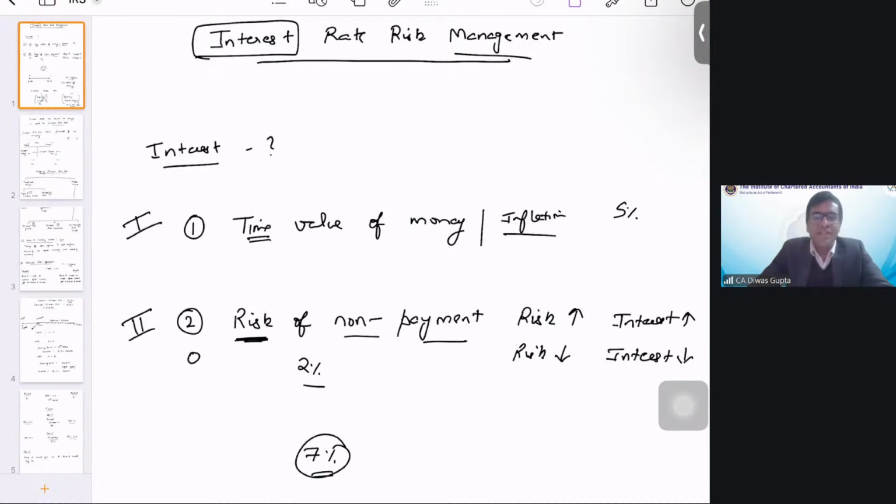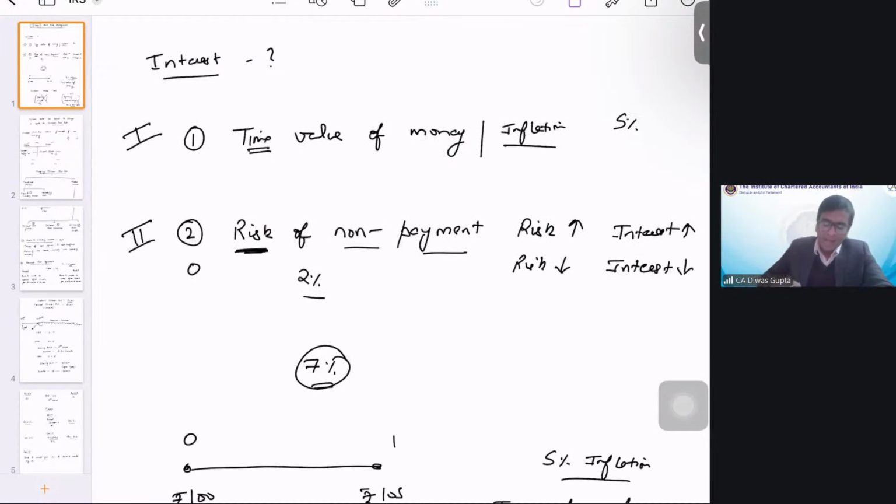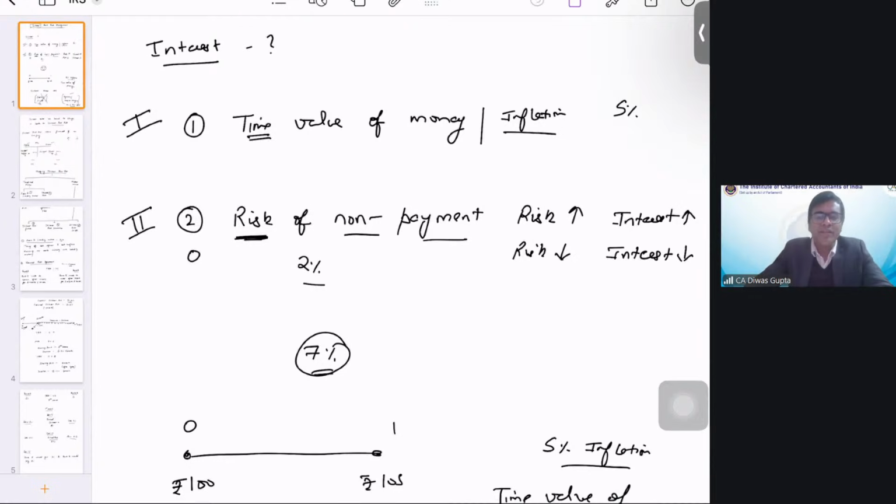In our previous session, we covered why there is a need to pay or receive interest. We said that there are two reasons. One, the interest is on account of time value of money, because as time passes, the value of money changes, and it is also called inflation. And the second reason why interest is charged or paid is because of the risk that the other person is carrying.